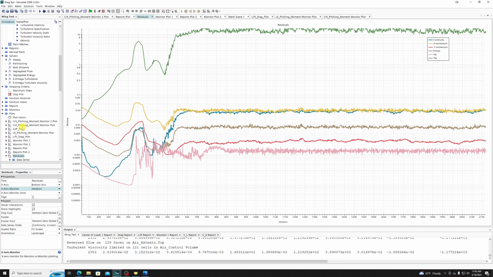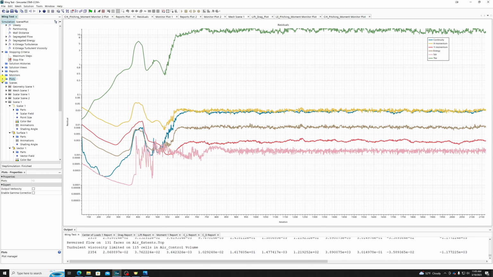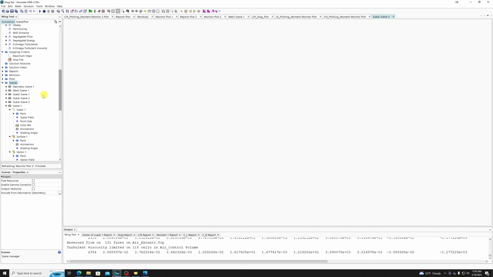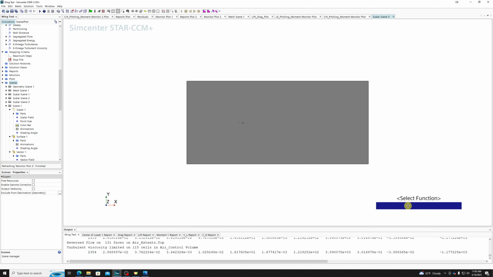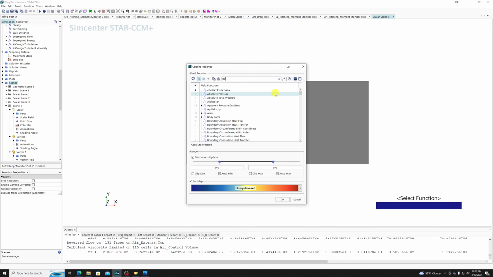So we can hit temporary storage retained, and we can run one more iteration because it already threw out the values from the last iteration. So we need to run one more so it computes those values and then keeps them. And then we can plot these values. These are values that are called residuals. So let's just type in residual to look for them. Perfect. Let's look at the X momentum residual.